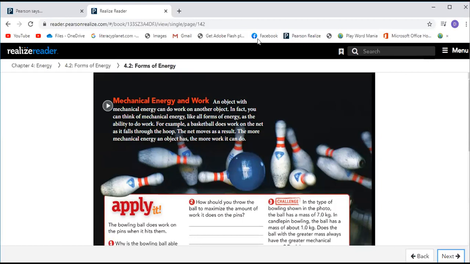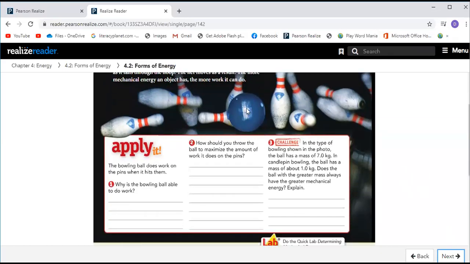Okay, let's here say what is the relation between mechanical energy and work. An object with mechanical energy can do work on another object, because this energy, due to its motion, shape, or position, gives it the ability to do work on other objects. You can think of mechanical energy, like all forms of energy, as the ability to do work. For example, a basketball does work on the net as it falls through the hoop. The net moves as a result. The more mechanical energy an object has, the more work it can do.